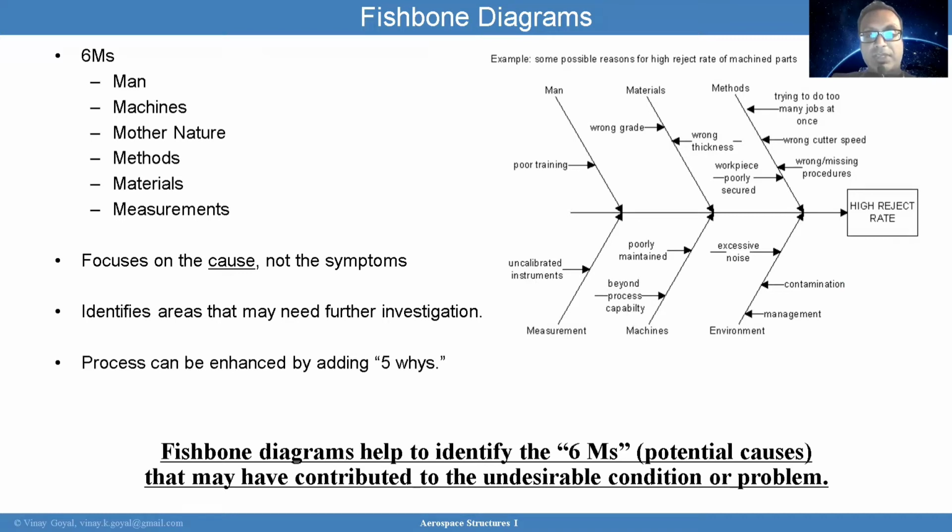Identify areas that may need further investigation. And this process can be further enhanced using the 5 whys. So the fishbone diagrams can help identify 6 M's that may have contributed to the undesirable condition or problem.